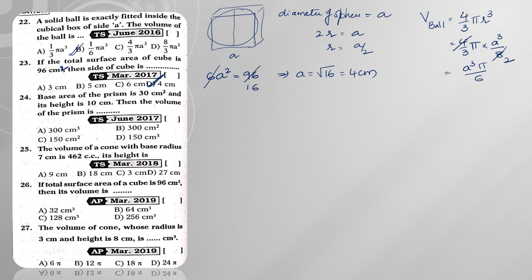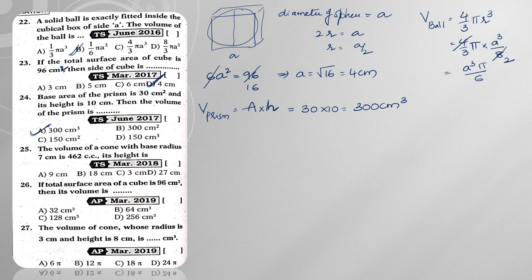Next, the base area of a prism is 30 centimeters square and its height is 10 centimeters. Then the volume of the prism? The volume of a prism is given by area of the base into height. So the area of the base is 30 into height 10. So 30 into 10 is 300 centimeter cube, since it is volume.